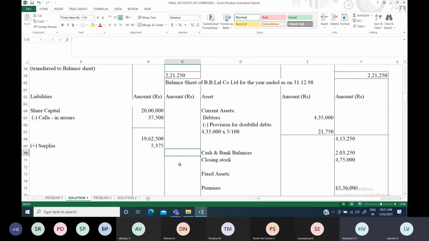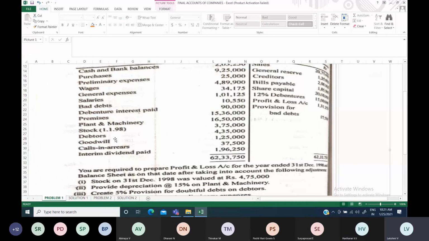19 lakh 67,875. Just find out whether this amount only you are also getting, 19,67,875. Yes, ma'am. Okay. So like this, any other items you have to see.